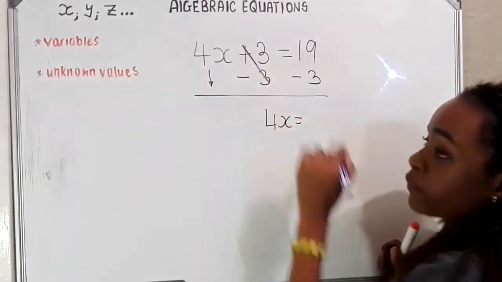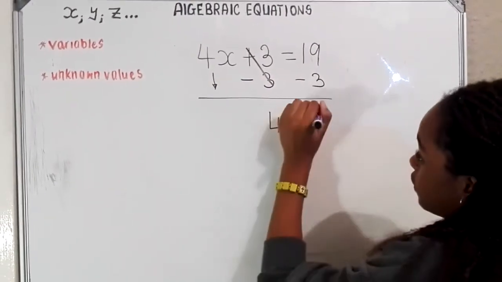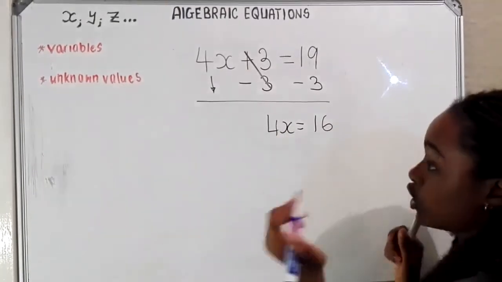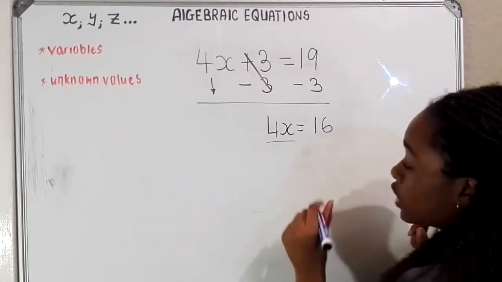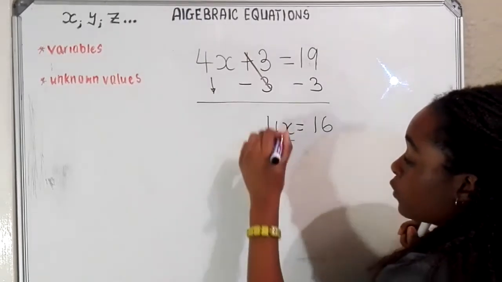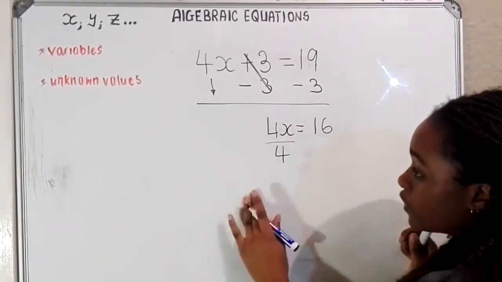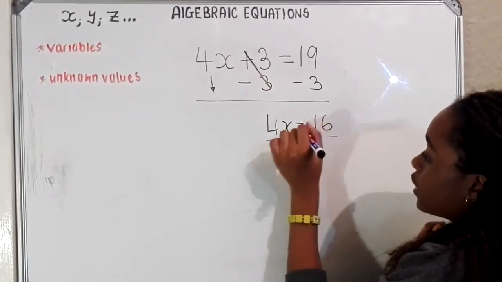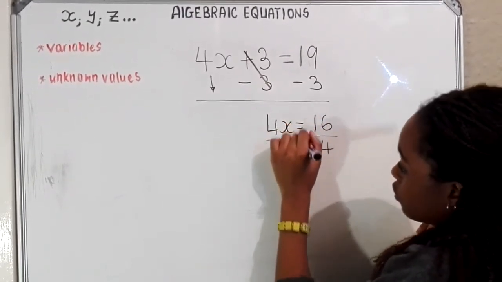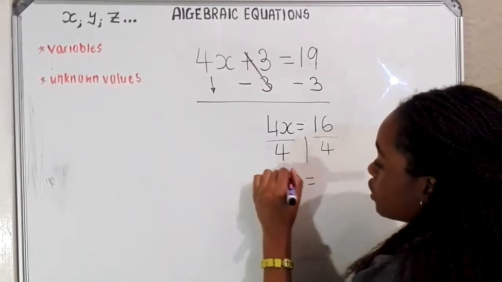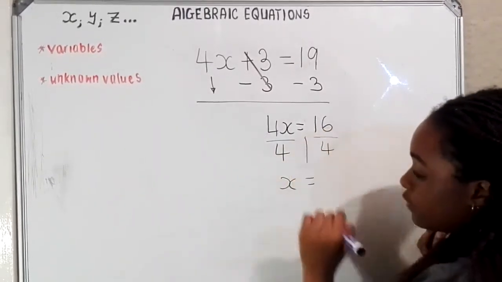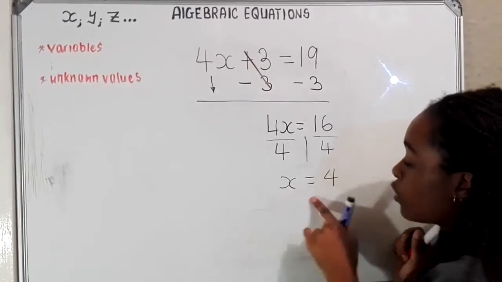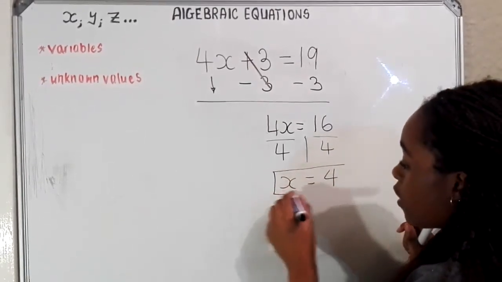Okay? 19 minus 3 gives you an answer of 16. Because this is multiplication, the opposite of multiplication is division. We write the division in fraction form and we divide by 4. Whatever you do on this side, you must do on this side as well. So we'll divide by 4 also here. I'll bring this all the way down. I'm left with x on its own. 16 divided by 4 gives you an answer of 4. So the value of x is 4.